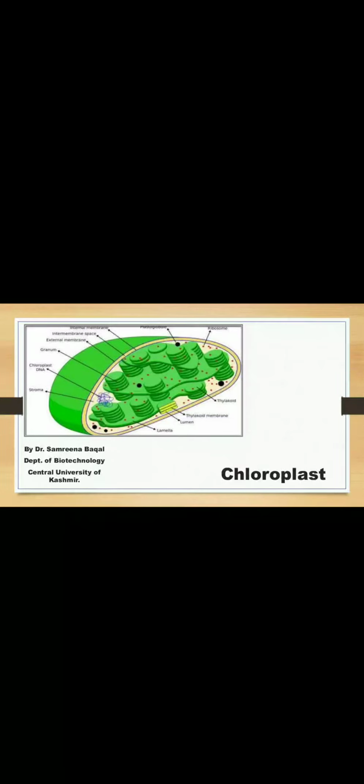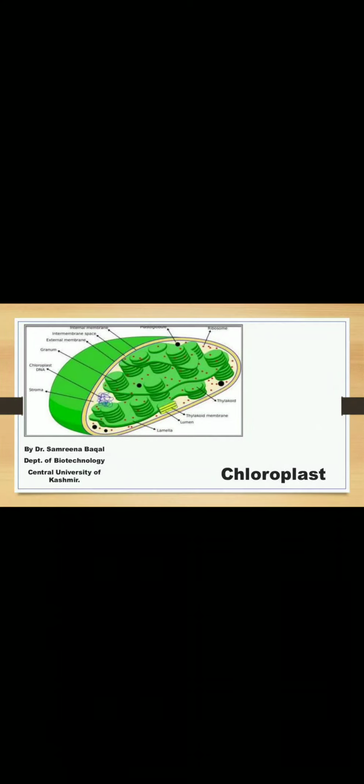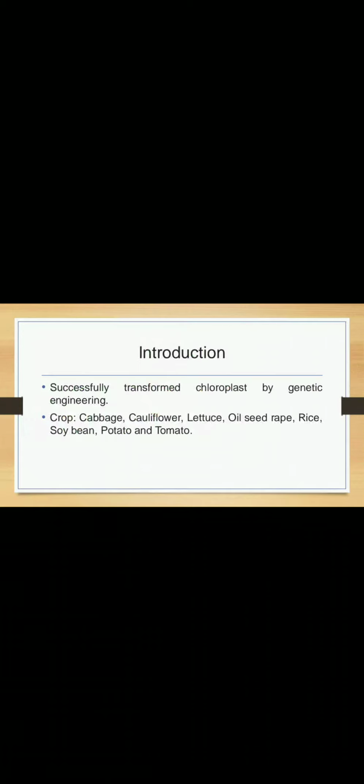How chloroplasts are transformed. As we know, the chloroplast is the organelle present in plants. They have their own genome and are mostly involved in photosynthesis. Many copies of the genome are present in the stroma of the chloroplast. So, due to this advantage, we are able to insert our gene of interest into the chloroplast.